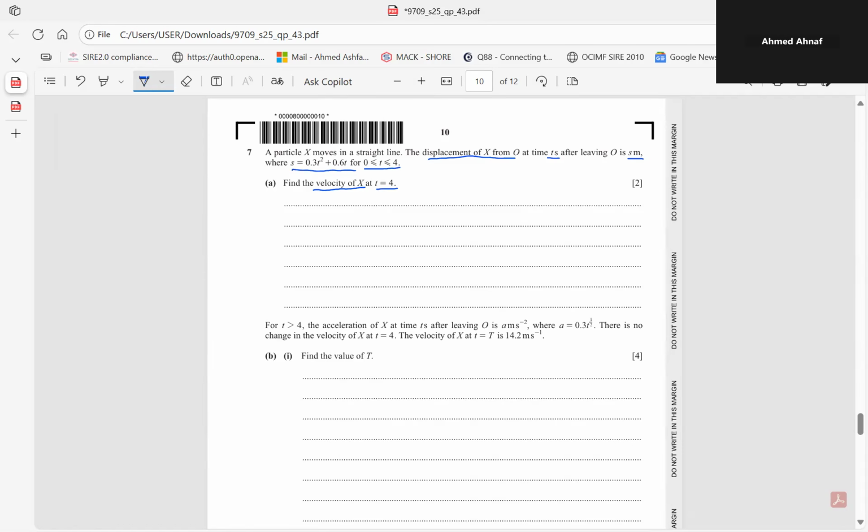Okay, so to do that, we're going to have to find an expression for v in terms of t. So to do that, we're going to differentiate both sides with respect to t. So differentiating s would give you v, because ds/dt is equals to v. So v would just be differentiating 0.3t squared, 0.3 times 2t, and then differentiating 0.6t, you will just get 0.6. Hence, v is just equals to 0.6t plus 0.6.